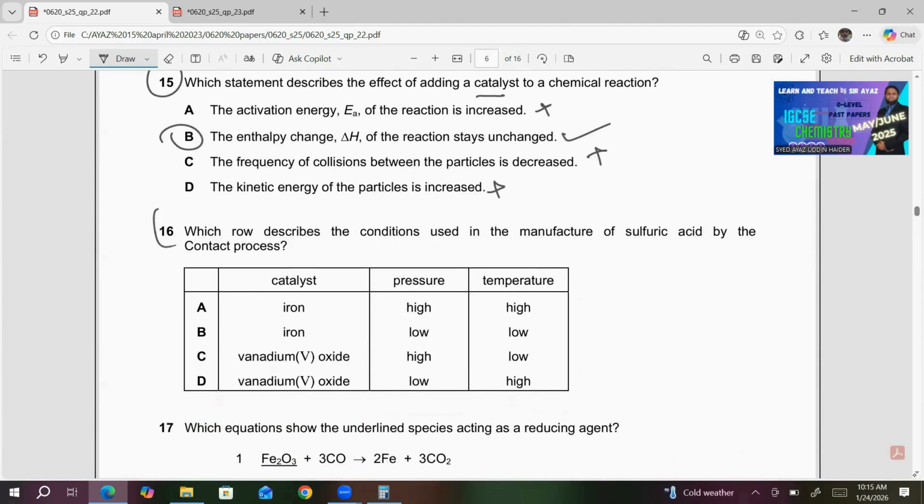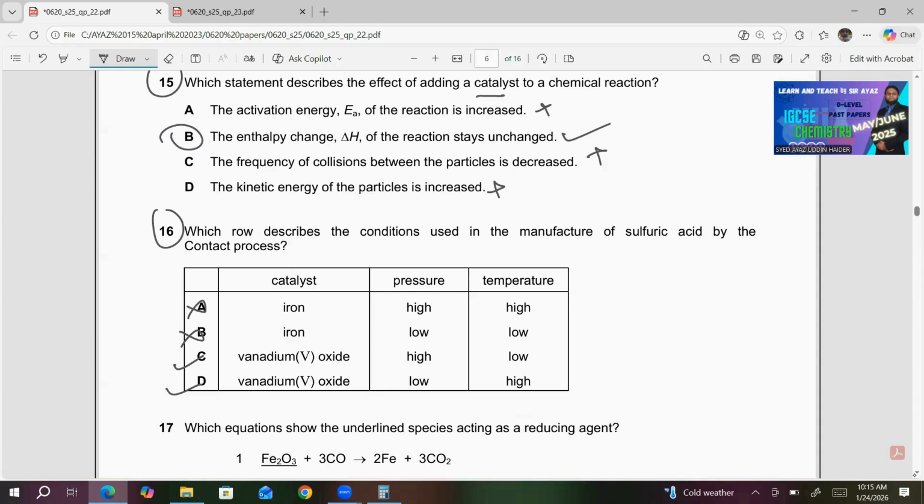16. Which row describes the conditions used in the manufacture of sulfuric acid by the contact process? This is something which you have to learn by heart. A and B are incorrect. Either C is correct or D is correct, because the catalyst is vanadium 5 oxide. Now, pressure. We need to maintain high pressure or low pressure. You have to think about it.